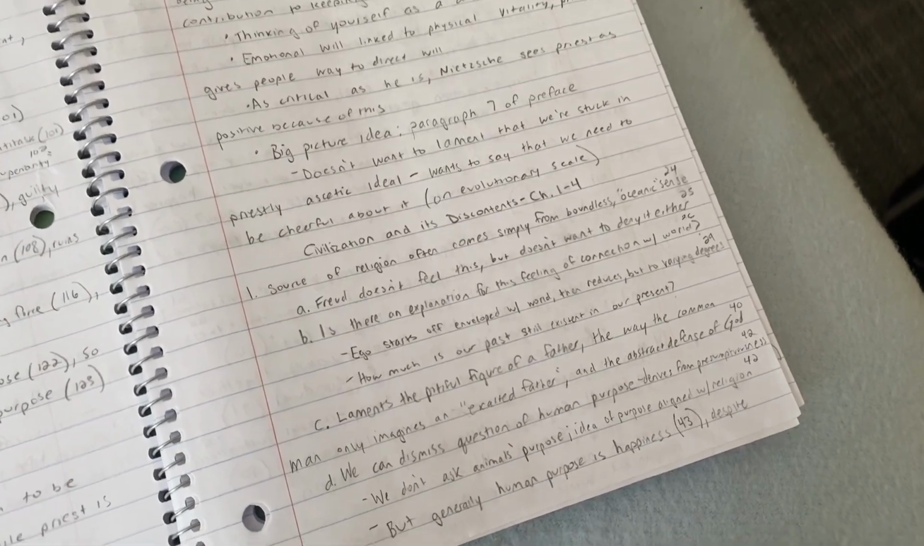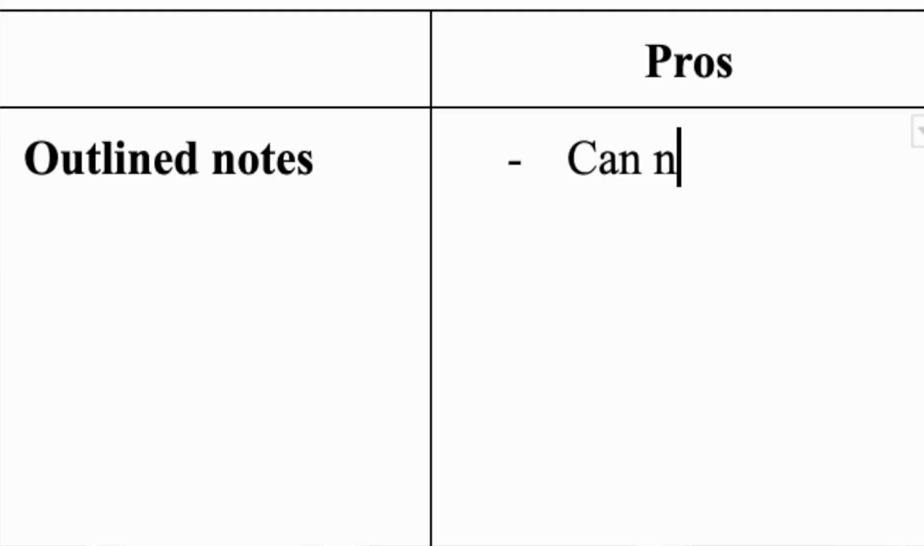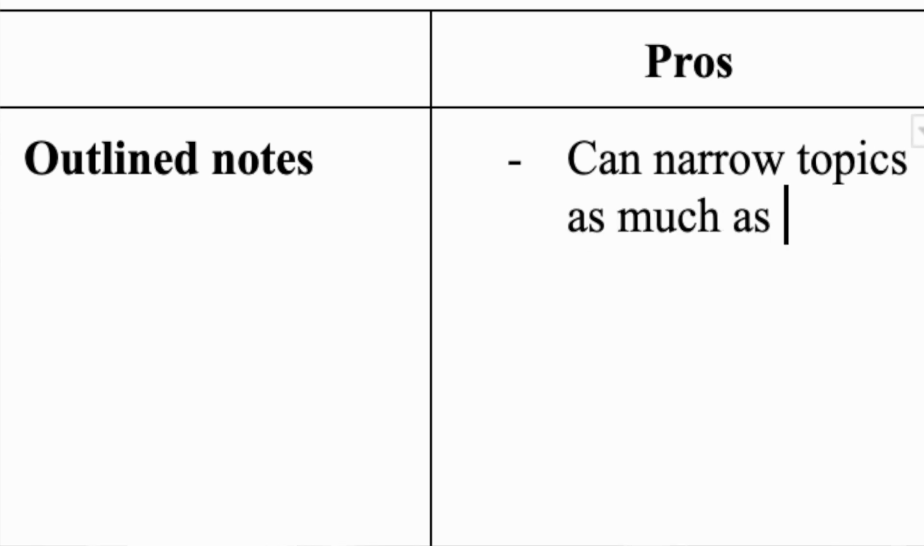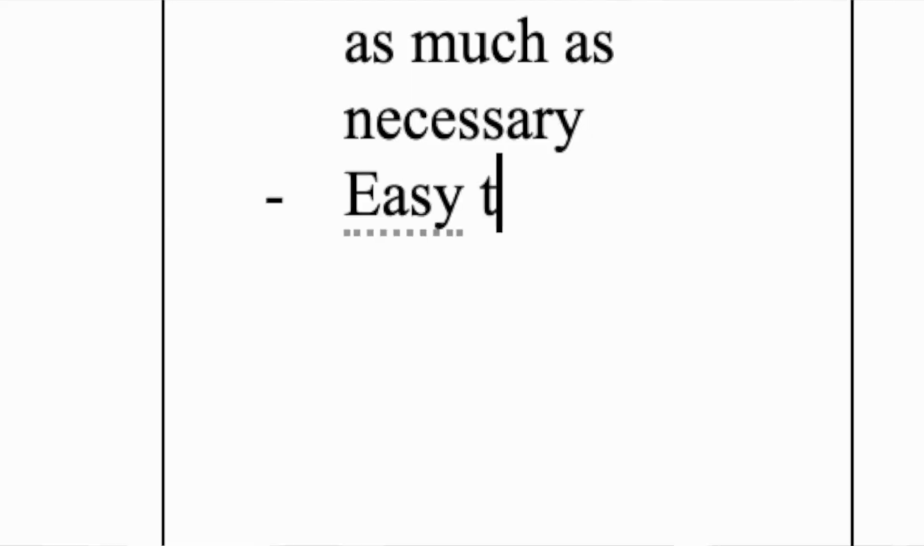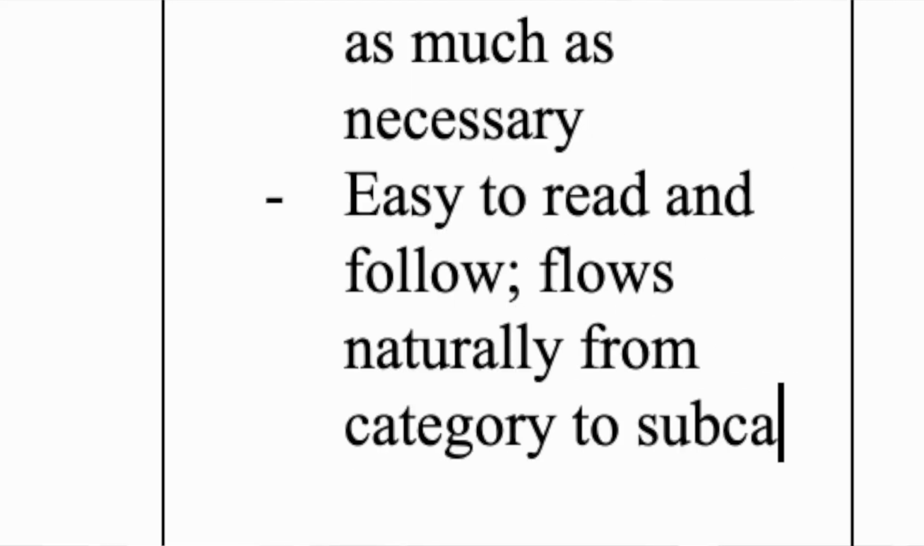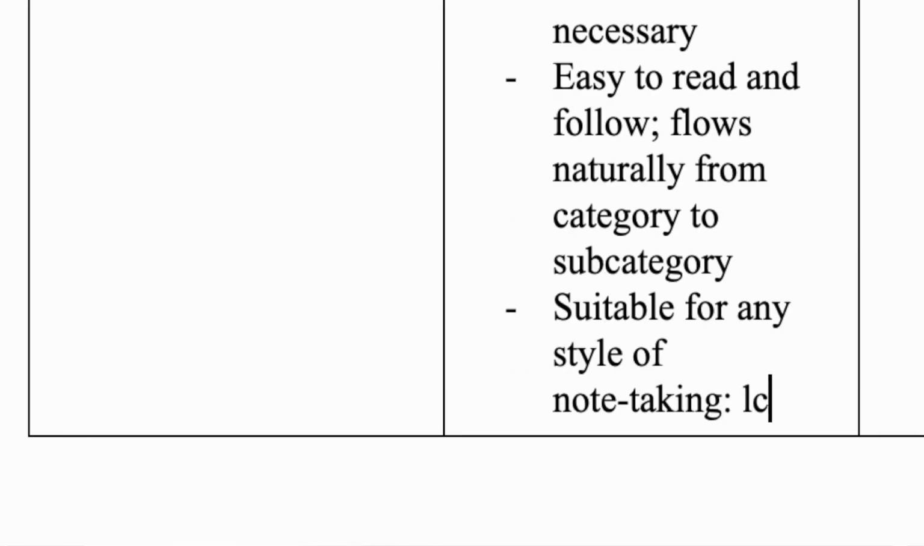But basically it's where you put the Roman numeral and then you can go in more with letters and then bullet points, and it's just subcategories. You can narrow the topics as much as necessary, just keep on going in with more bullet points, letters, etc. It's also easy to read because it just flows naturally from category to subcategory. And then you can do this for any kind of notes. If you're reading a book, if you're listening to a lecture, it works for anything.